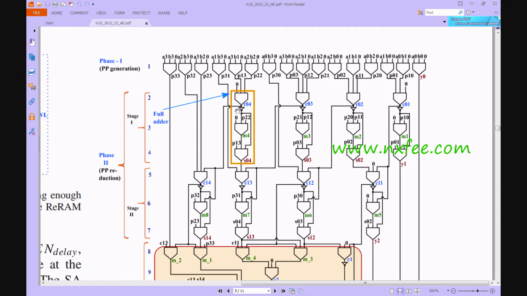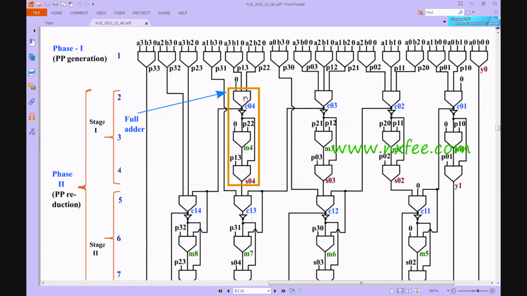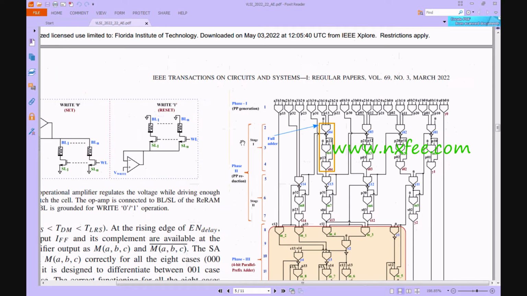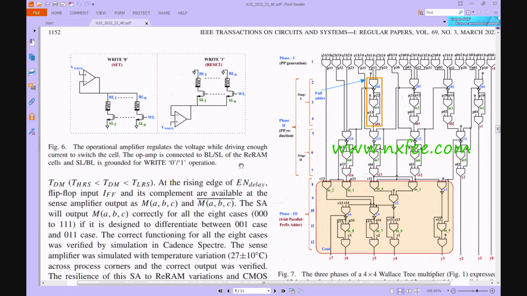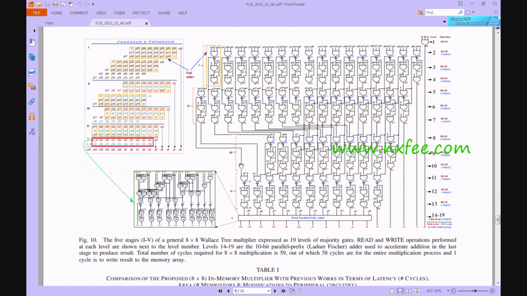But here they designed a new technique, a majority gate based full adder. You can check this design. These three majority gates are used to design one full adder, and those full adders are used for the whole multiplier addition. This is the concept of this paper. Inside the majority logic gate, we have designed it with reversible logic. This is the design for 4x4, and the 8x8 design is given in figure 10.